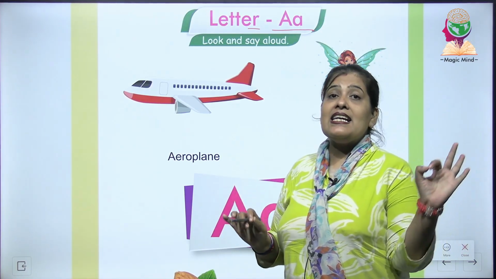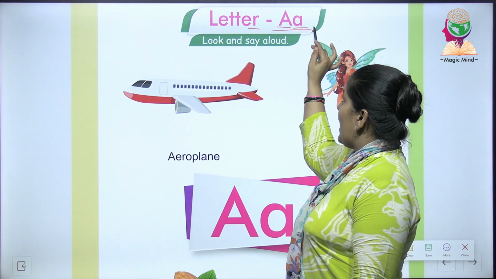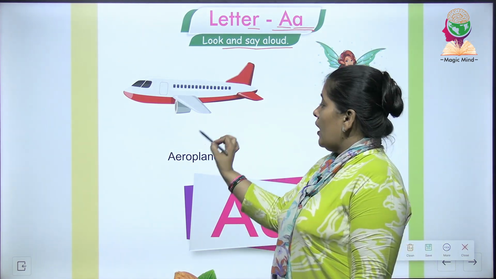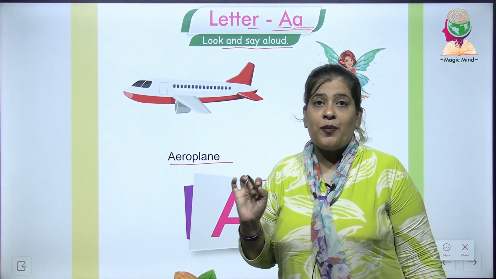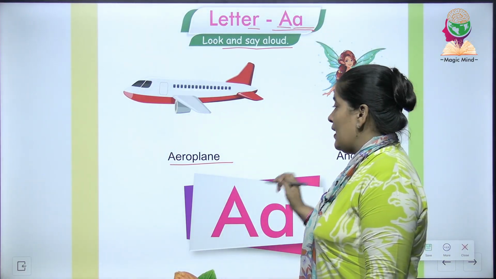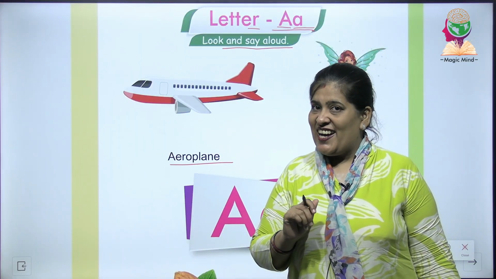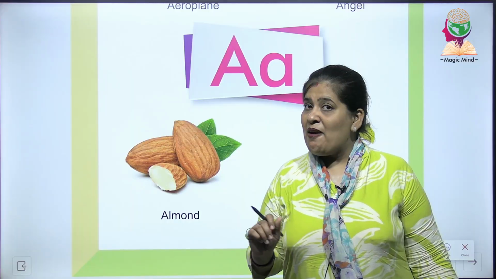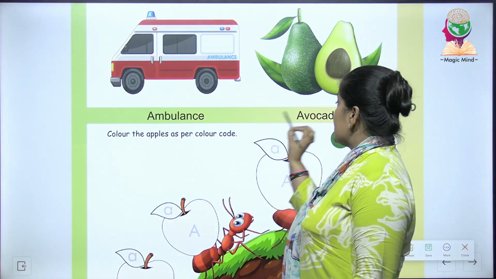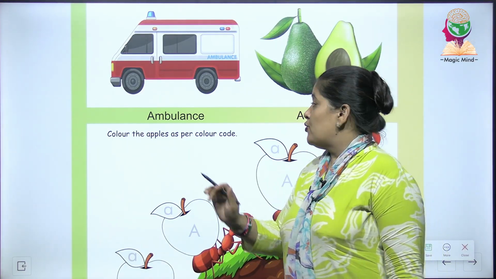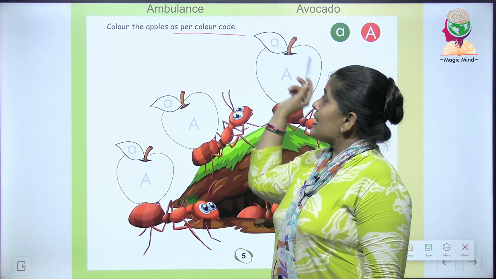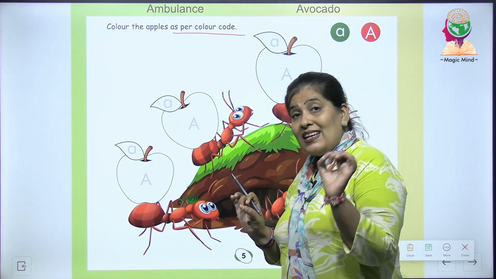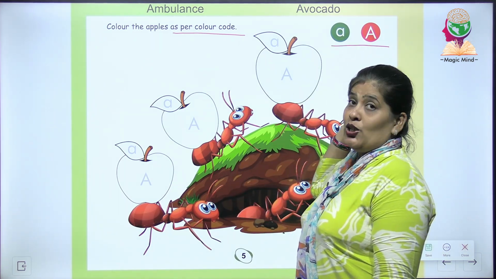ये क्या है? लेटर ए, कैपिटल ए एंड दिस इज स्मॉल ए. लुक एंड से अलाउड. A for aeroplane, A for angel, A for almond and A for alarm, A for ambulance and A for avocado. Now color the apples as per color code. अब बहुत सारे एप्पल्स हैं, आपको इनको कलर करना है as per color code.